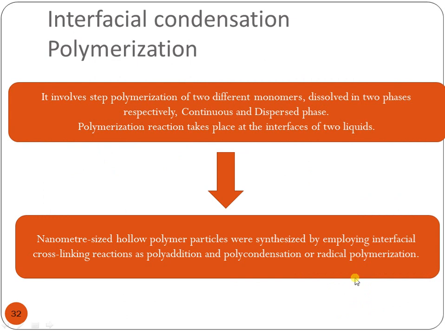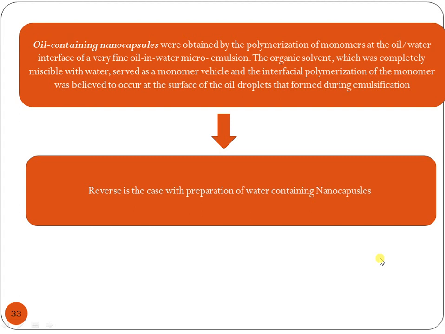Then interfacial condensation polymerization. It involves step polymerization of two different monomers dissolved in two phases respectively, continuous and dispersed phase. Polymerization reaction takes place at the interface of the two liquids. Nanometer size hollow polymer particles were synthesized by employing interfacial cross-linking reactions such as polyaddition, polycondensation and radical polymerization. Oil-containing nanocapsules are obtained by the polymerization of monomers at the oil-water interface of a very fine oil-in-water microemulsion.